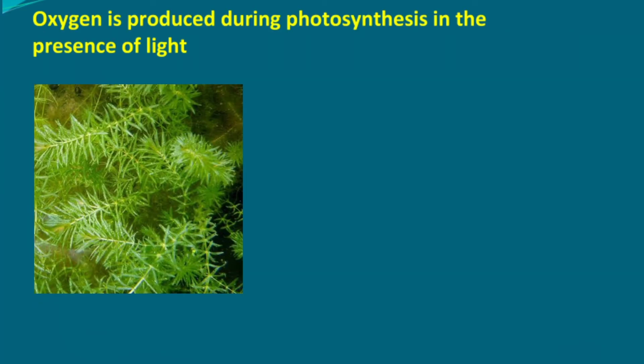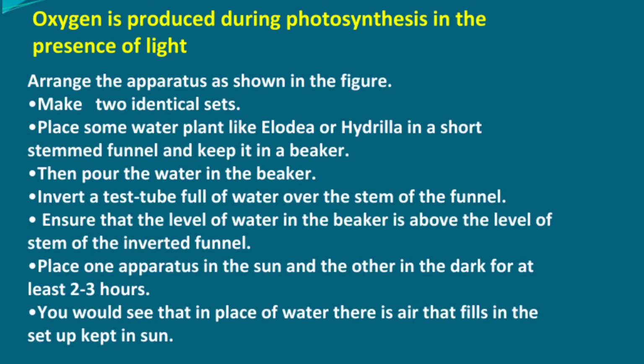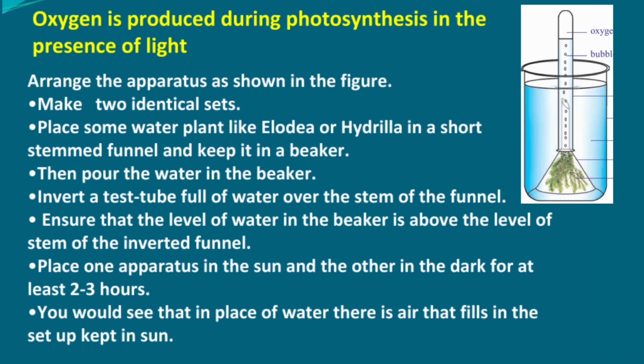Next activity: oxygen is produced during photosynthesis in the presence of light. We need a hydrilla plant, beaker, funnel and test tube. Procedure of this activity: just arrange the apparatus as shown in the figure. Make two identical sets. Then place some water plant hydrilla in a short-stemmed funnel and keep it in a beaker. Just see this figure.